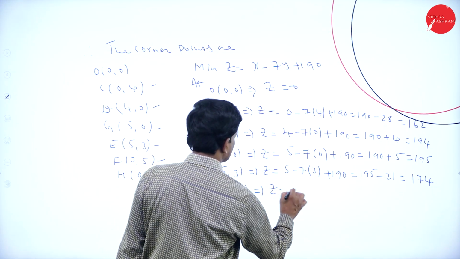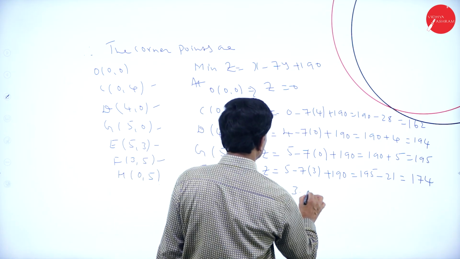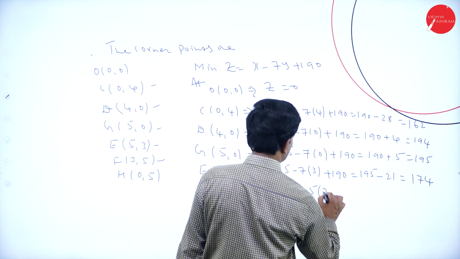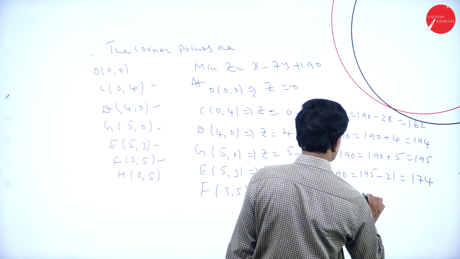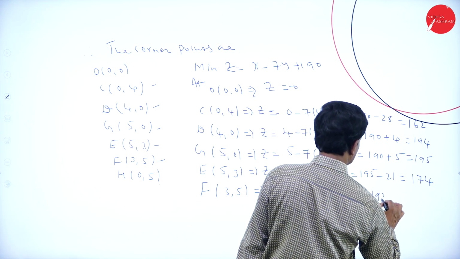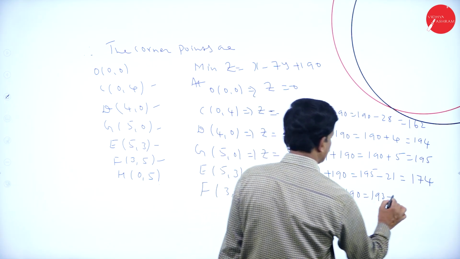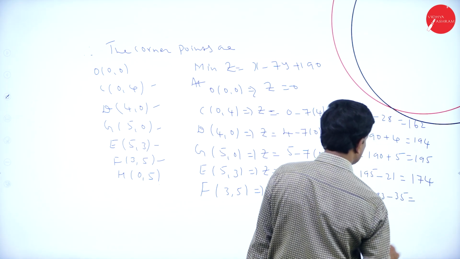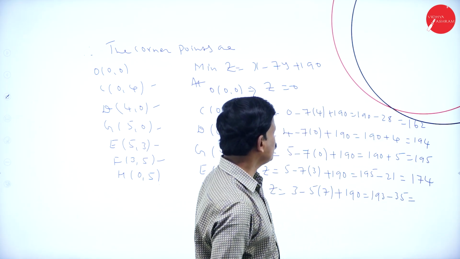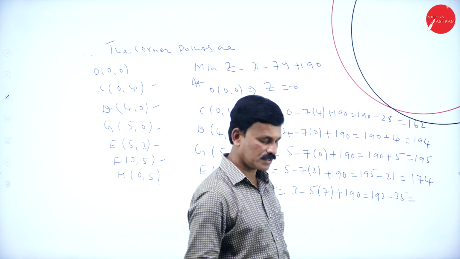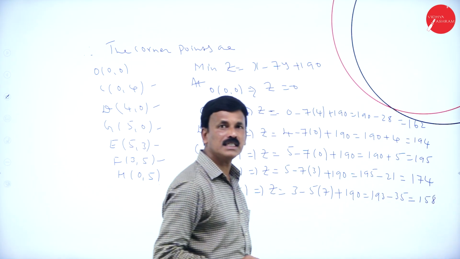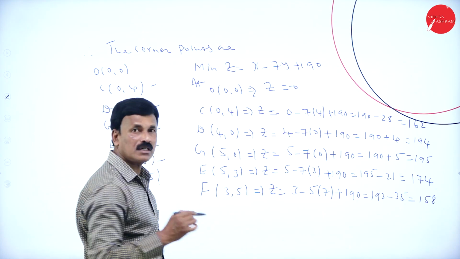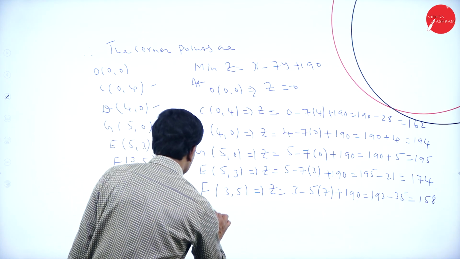Now next, at F, 3, 5. Z is equal to 3 minus 5 into 7 plus 190. This is 193 minus 35. What is this equal to? 195 minus 35. Simplify this. So this is equal to 158. Now at the last point H, what is H?